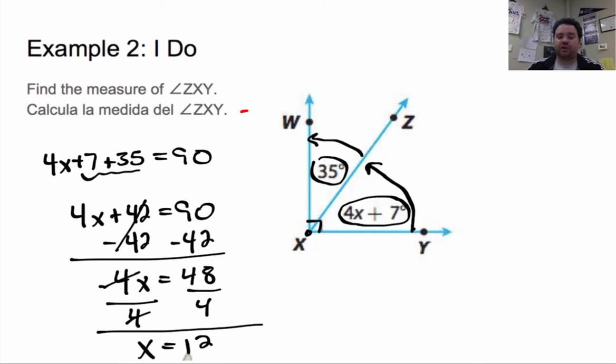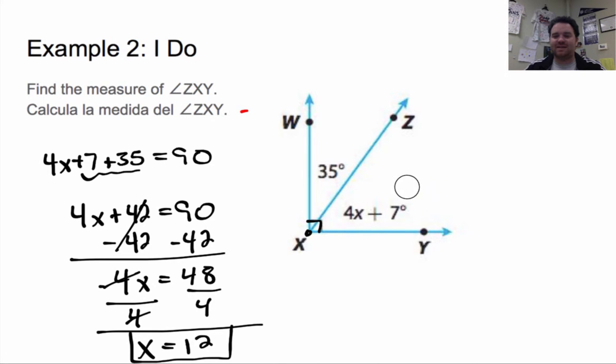Now you got to be careful here. Every instinct in your body is saying you're done because you found the answer. You got to be careful though, because we found what x is, but if you look, x is not the angle. X is just a part of the angle. So what I need to do is I need to say, okay, x is 12. I'm going to plug that in here and figure out what this measurement actually is. Okay?